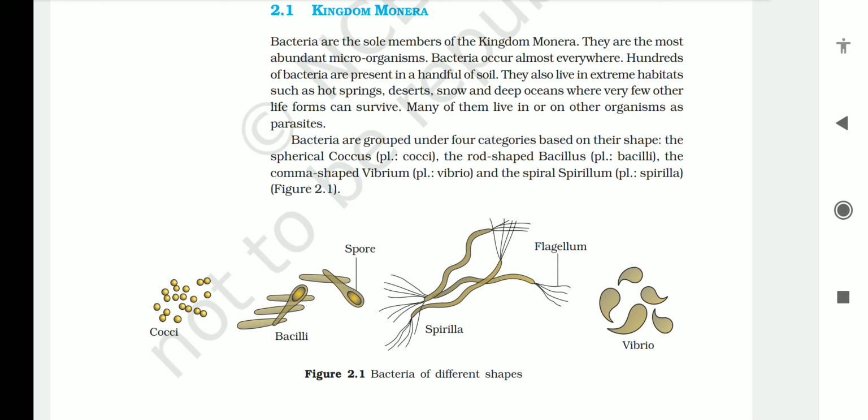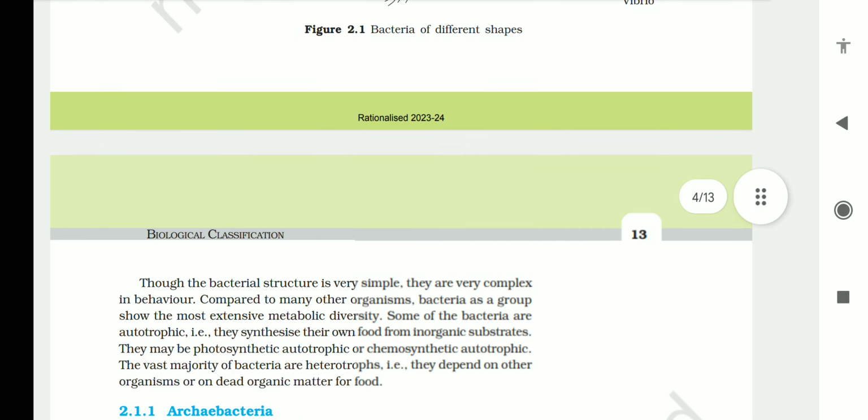Bacteria are grouped under four categories based on their shape: the spherical coccus, plural cocci, the rod-shaped bacillus, plural bacilli, the comma-shaped vibrio, plural vibrios, and the spiral spirillum, plural spirilla. You can see the diagrams in figure 2.1. Figure 2.1 shows bacteria of different shapes: cocci, bacilli, spirilla, vibrio.